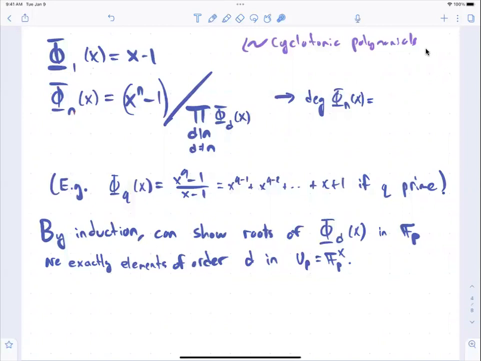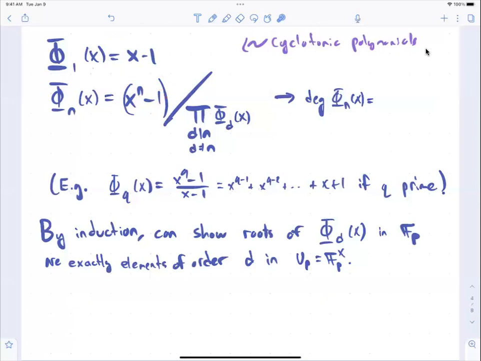Good, so how do I define these? Well, phi 1 of x is just x minus 1. So the only root of that is 1, and 1 is the only element whose first power is 1. So that's good, that's what this should be. And then more generally, if I want an element of order n, saying an element has order n is saying x to the n is equal to 1. That's part of it. So an element would have to be a root of x to the n minus 1 if it has order n.